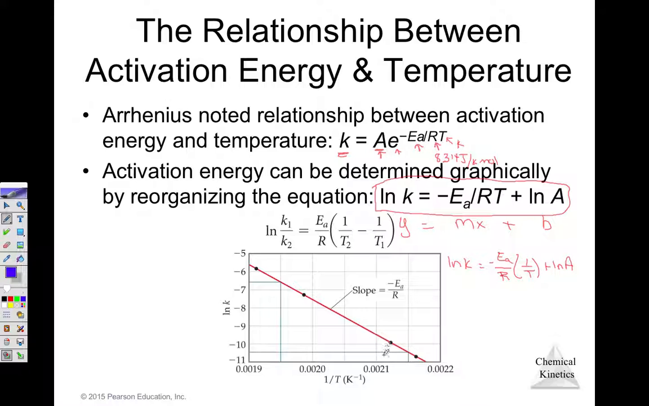All right, now look at what's plotted and look at that equation. Now do you see it? Look, here's y. That's what's plotted on our y-axis. Here's our x. So the slope of that line, that's where this comes from: the negative activation energy over R. And then what's ln of A? That's the y-intercept.